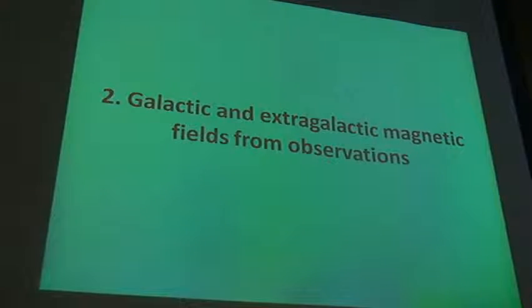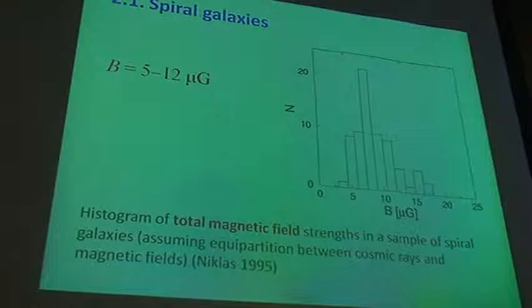So what have we learned and what are we learning from these observations? First, about the strength of magnetic fields. This is the histogram compiled in 1995, quite a long time ago, but new data don't change it very significantly, of the magnetic field strengths, total magnetic field. Now I will be talking about total, regular and random magnetic fields. So I will just write a reminder here so that we can always refer to it.